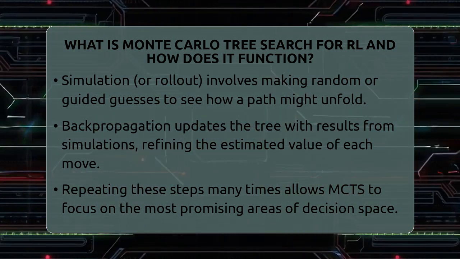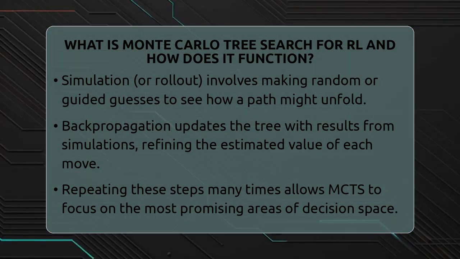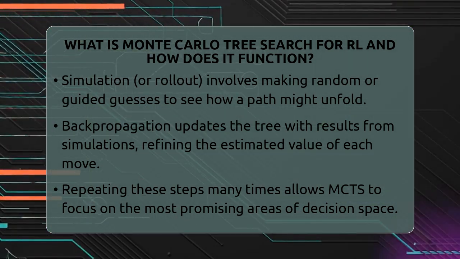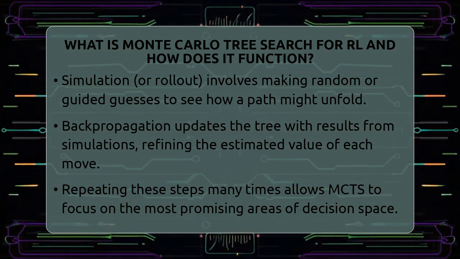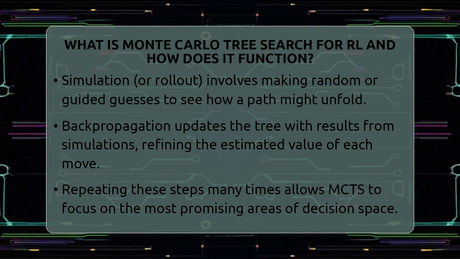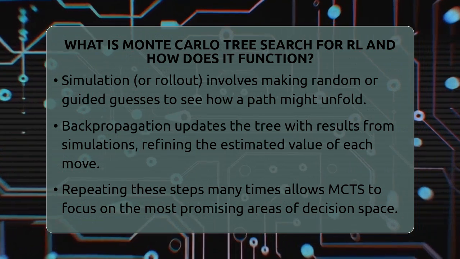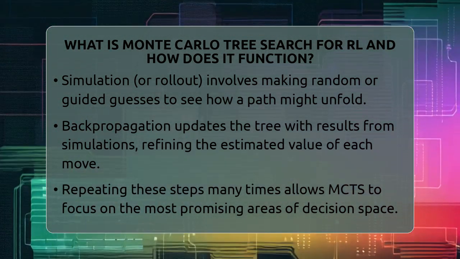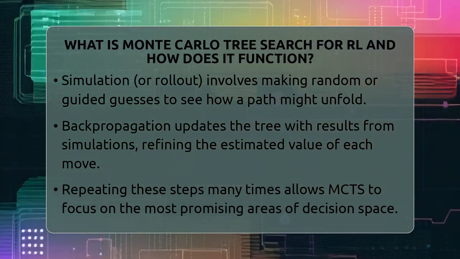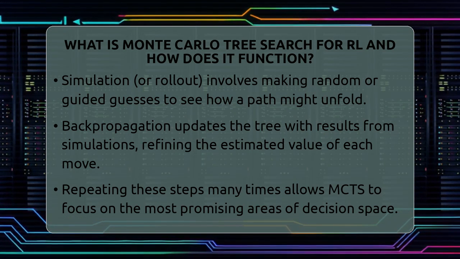The last step is backpropagation. The results from the simulation are sent back up the tree, updating the estimated value of each move along the way. This helps the algorithm remember which paths led to better outcomes and which didn't. By repeating these steps many times, Monte Carlo tree search focuses on the most promising areas of the decision space. It balances exploring new options and exploiting what it already knows works well.